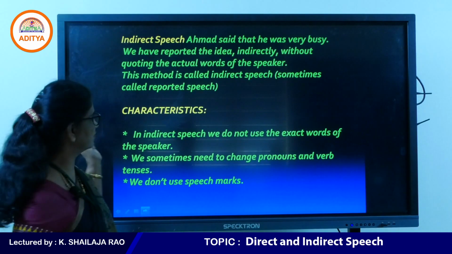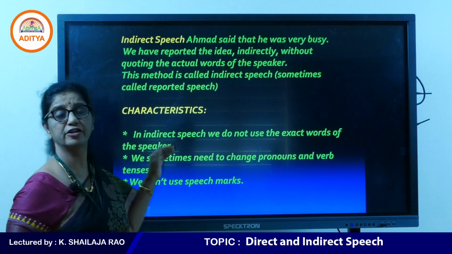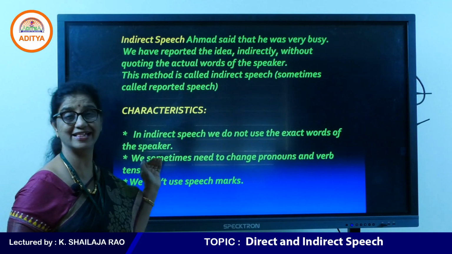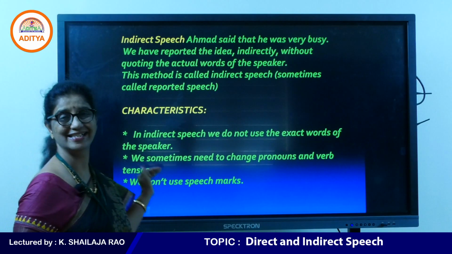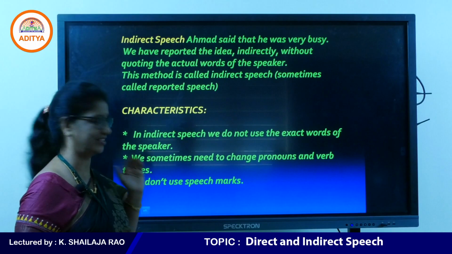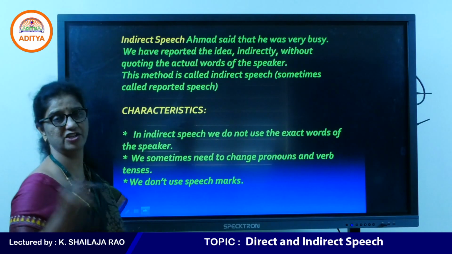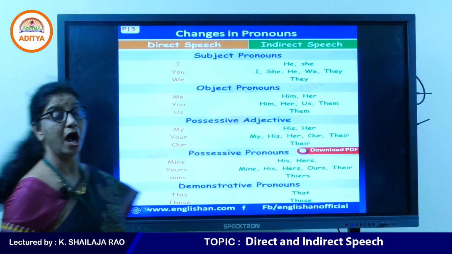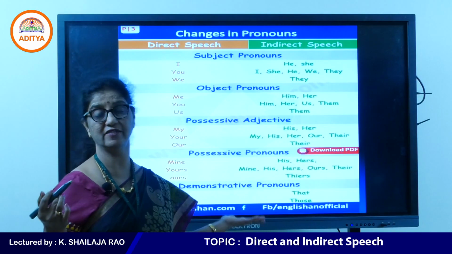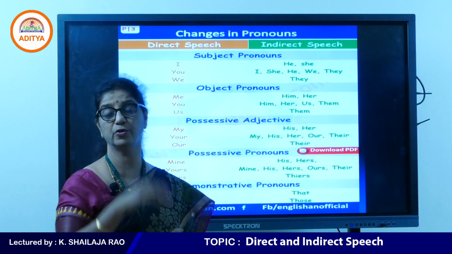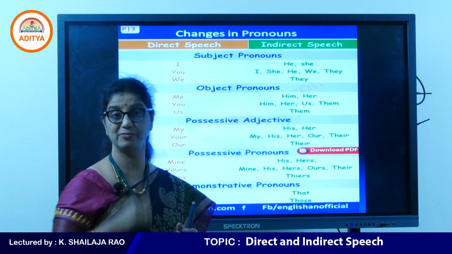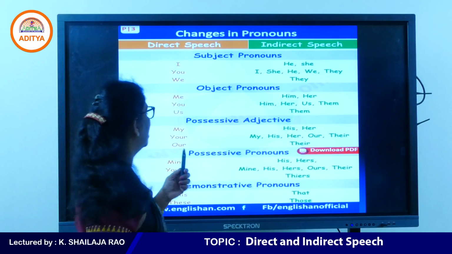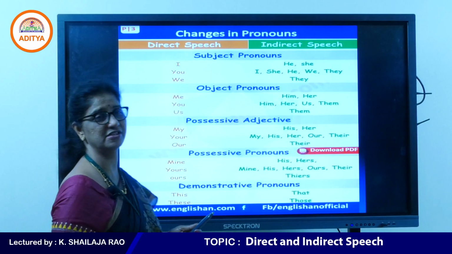So what are the characteristics of indirect speech? We do not use the exact words, and we need to change the pronouns and the verb forms, verb tenses, and we don't use speech marks. We don't put it in inverted commas. So how do you change the pronouns? We saw that we have to use object pronouns when you are using say, tell, and sometimes you have to use pronouns. How do subject pronouns change?